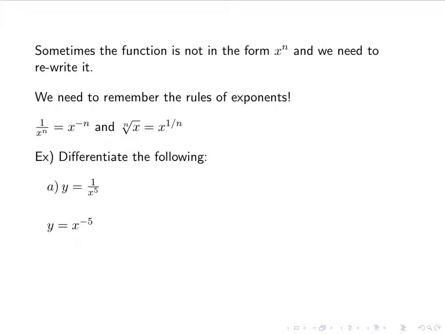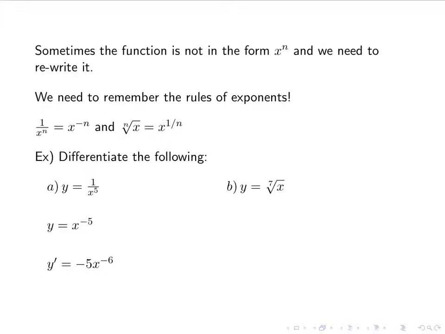To differentiate it, I now take my exponent of negative 5, bring it down as the coefficient, and raise x to the negative 5 minus 1. So I get y prime is negative 5 x to the negative 6th.